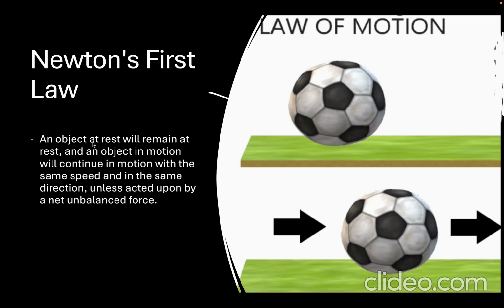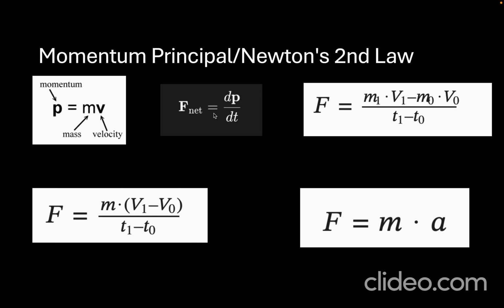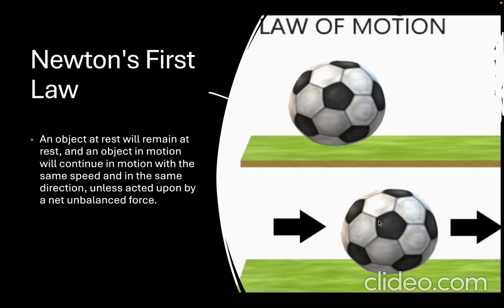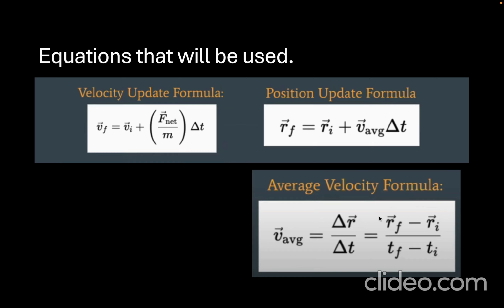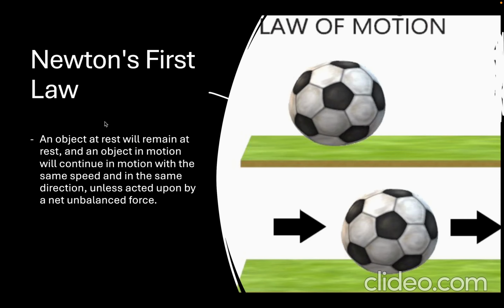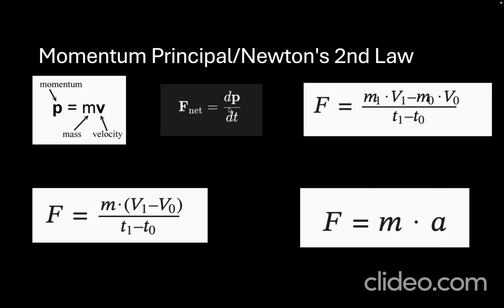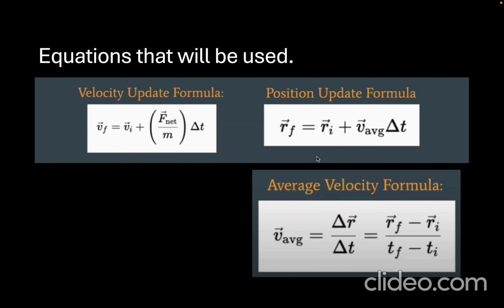Keep that in mind. All right, Newton's first law: we're going to be focusing on an object in motion. When an object is in motion, it's going to stay in motion unless acted on by an unbalanced force. But as we just said, F net is 0, so there are no net forces acting on this object, and it's going to have the same velocity. These are really important equations we're going to be using: the velocity update formula, which is from this, and the position update formula, which is from this average velocity formula.